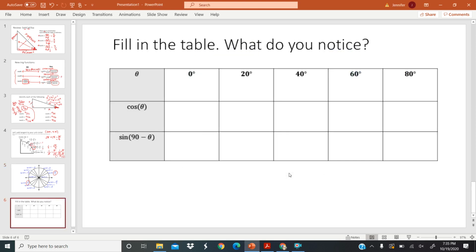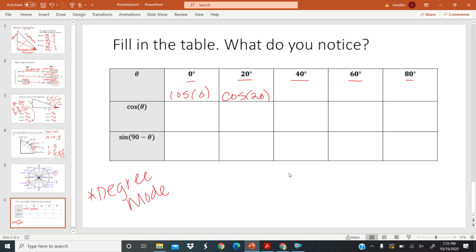So then for this table, I kind of just want to talk about how it works. You don't have to worry about filling it in on your own. But we have the cosine of theta, and then we have sine of 90 minus theta, and we have it for each of these degrees. So you're trying to find these two values for each of these degrees. To do that, you would essentially just type in cosine of 0 or cosine of 20, and so on into your calculator. If you are doing that in your calculator, make sure your calculator is in degree mode, or you're going to get a different answer for these.